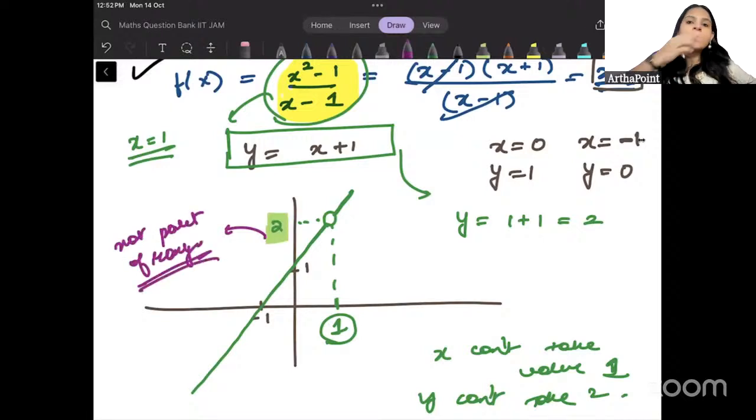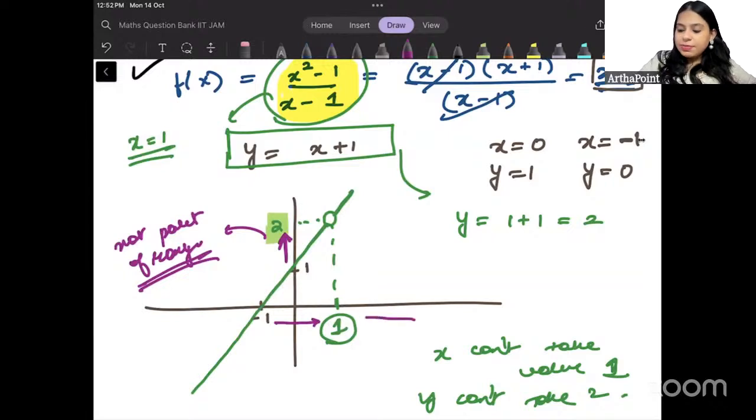Isn't it? So what we are saying? We are saying that as we are going closer enough to 1, then the value is going close enough to 2. When we took 0.9, 0.99 here, the values were becoming 1.9, 1.99 and so on.